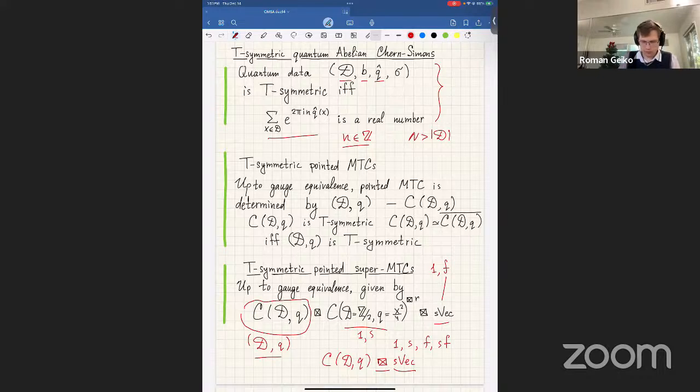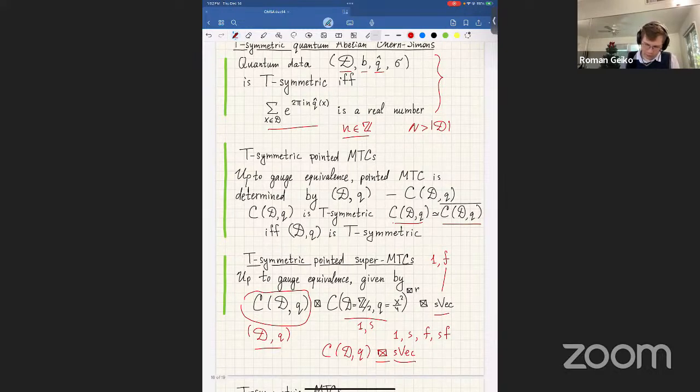Right. And so now, yes, the announced result. Pointed MTCs, again systems of abelian anyons with their F and R symbols, with their topological spins, are fully fixed by a quadratic form on a finite abelian group, up to gauge equivalence. And we can prove that this MTC is time reversal symmetric if and only if the corresponding quadratic form is time reversal symmetric, as expected. By time reversal symmetry, I mean that it's a unitary category, so I Hermitian conjugate all the F and R symbols, and everything checks out. I'll have a braided monoidal equivalence that connects this category and its reversal.